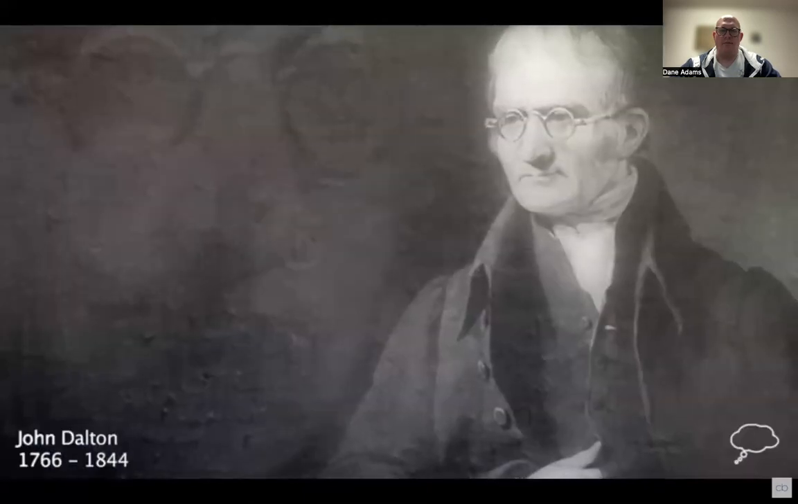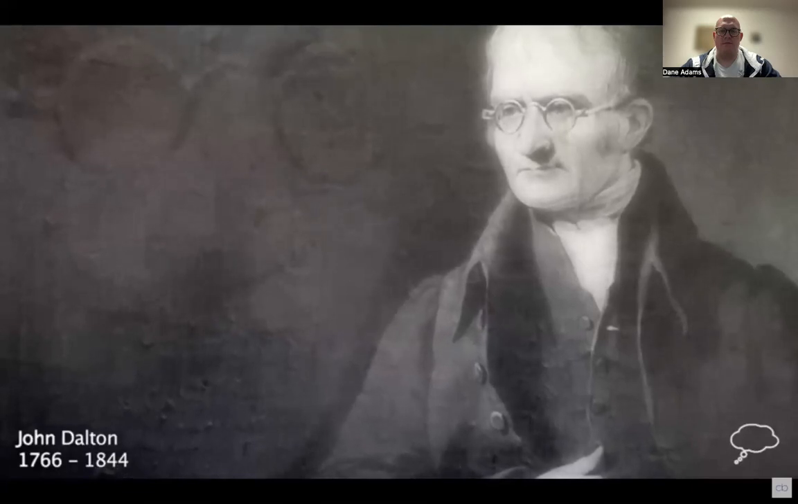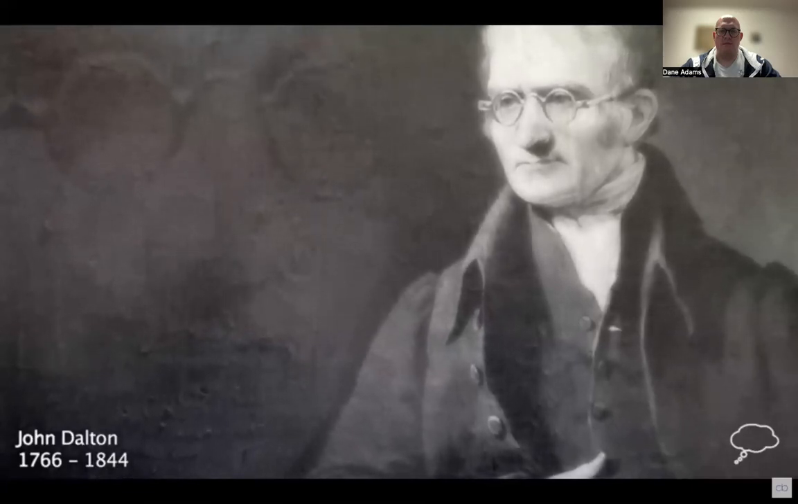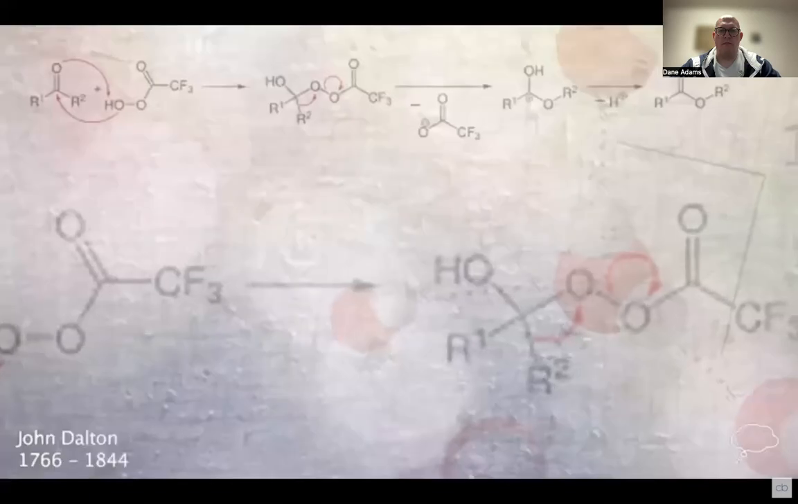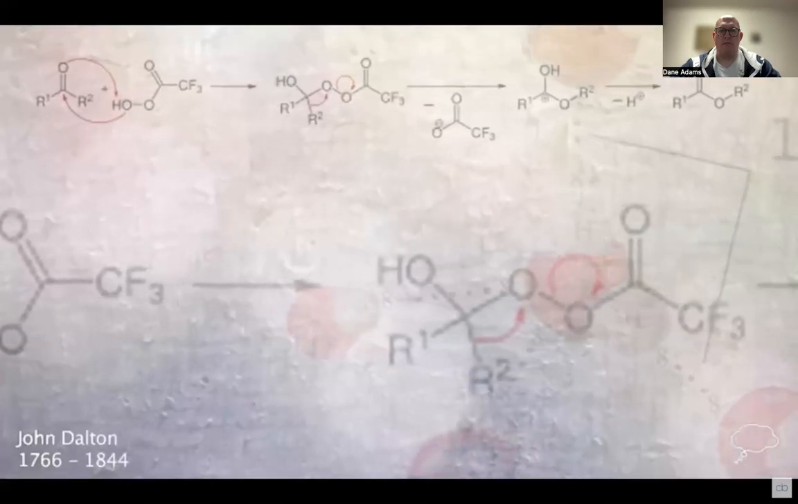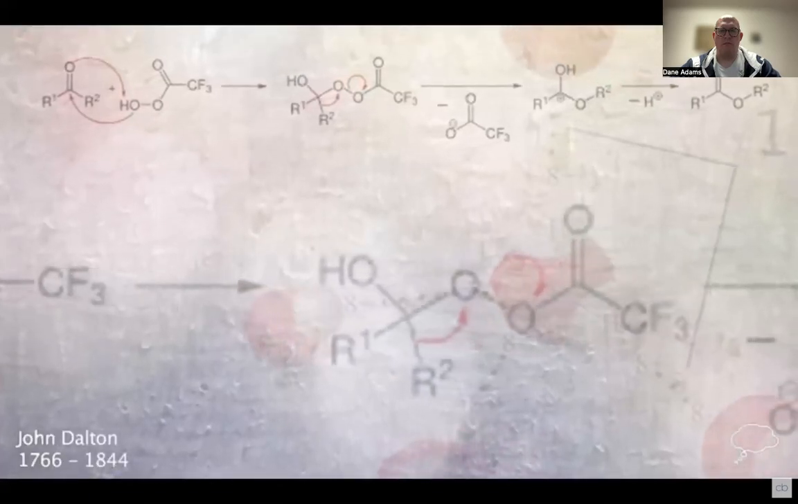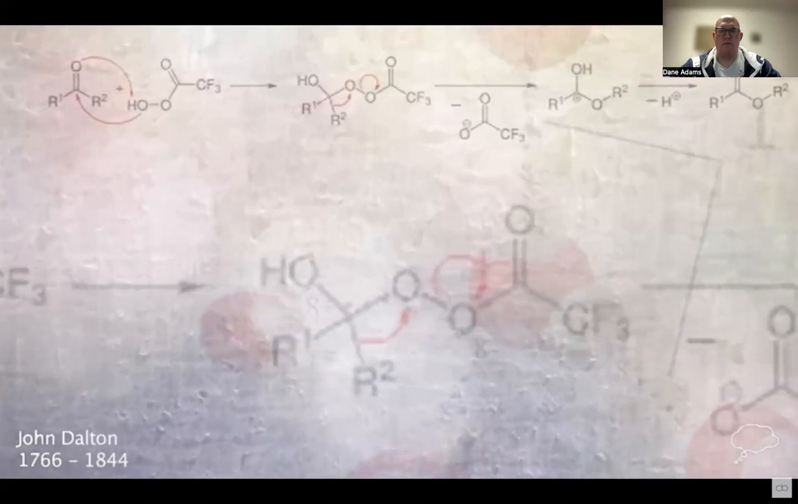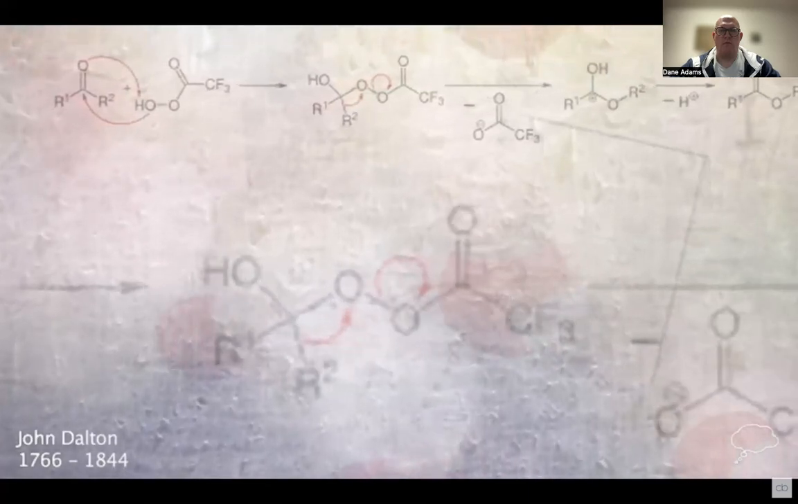The second and third propositions state that atoms of each element are identical in size and mass, and that atoms cannot be created or destroyed. The fourth and fifth propositions are that elements combine to form chemical compounds in simple ratios, and that in chemical reactions atoms are combined, separated, or rearranged.